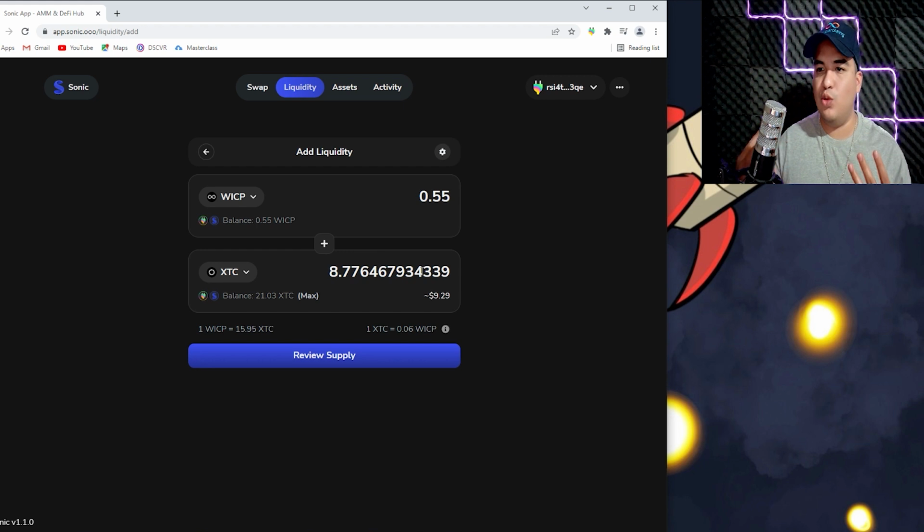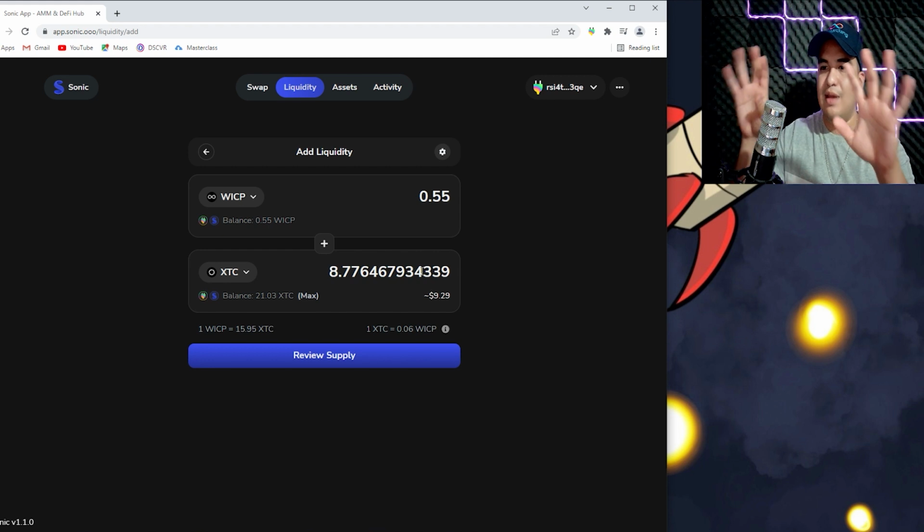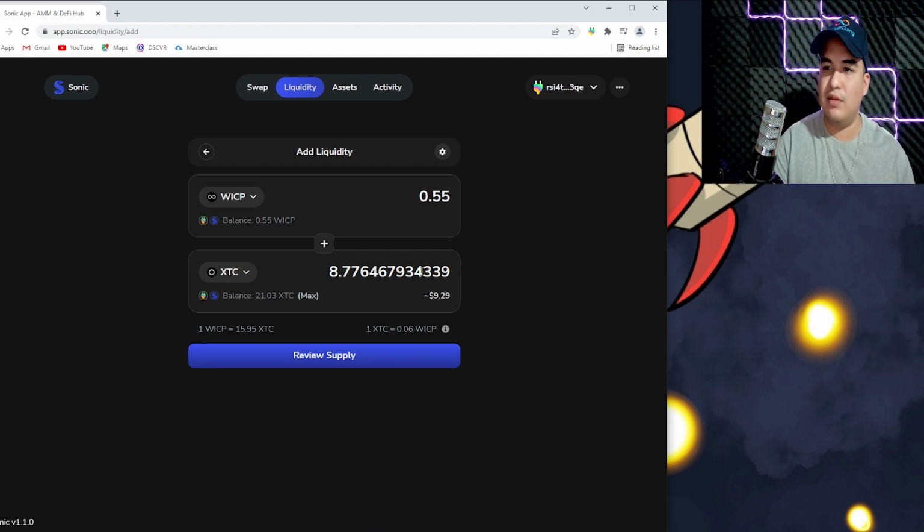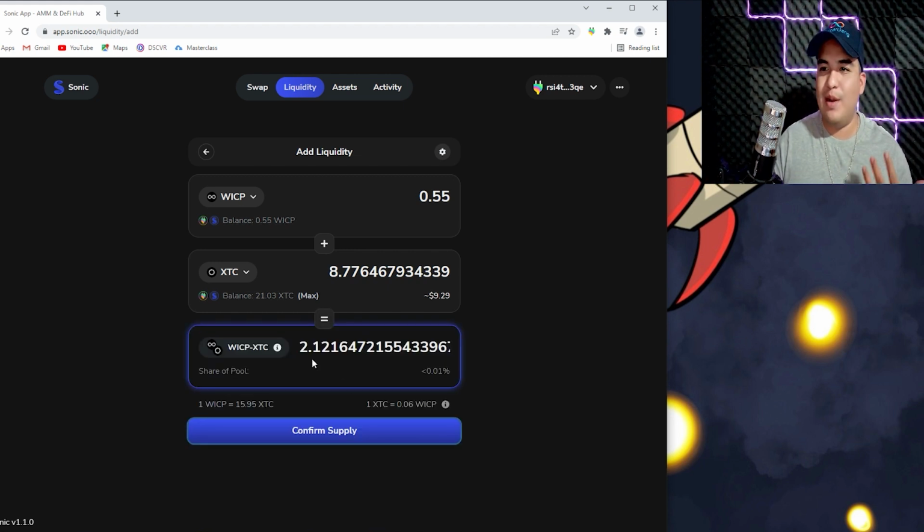You always want to do this because if you add more of one token, it's going to unbalance it and it's not going to be cost effective for you. If you add the other token, it's going to do the same thing but backwards. So it's always good to put one token and the other token in the same value to leave the balance. Then when people swap, it changes the market based on demand. So let's click review supply. So we're going to go ahead and provide this liquidity and I'm going to click confirm supply.